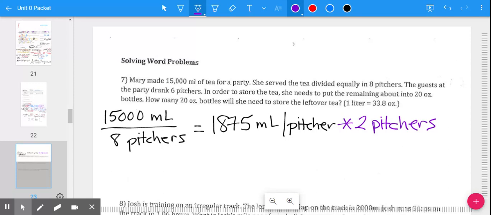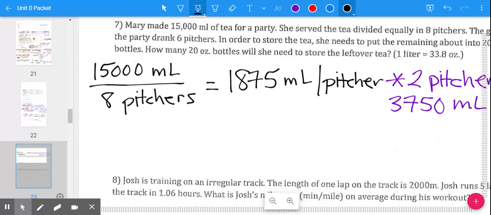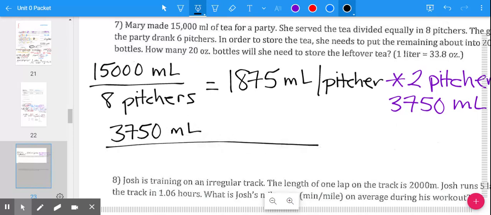And that means the total tea leftover was 3,750 milliliters. I'm going to put that down. So that's how much is left after the party. So now we have to divide that into 20-ounce bottles. So our given information is that there are 3,750 milliliters, and we want to find out how many 20-ounce bottles there are.